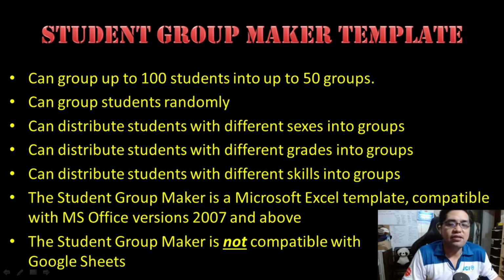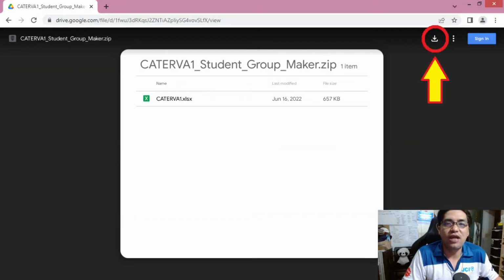This Student Group Maker template is a Microsoft Excel template, compatible with Microsoft Office versions 2007 and above. It is made to not be compatible with Google Sheets. So please download this template so that you can use it offline in either Microsoft Excel or in most spreadsheet programs. Next, let's talk about how to download the template.